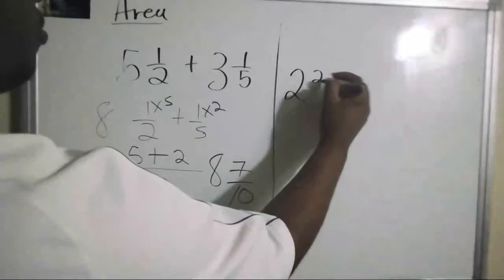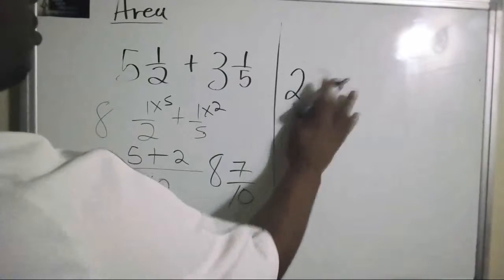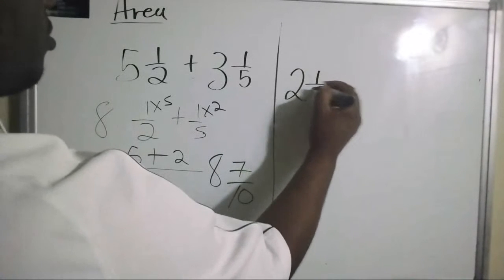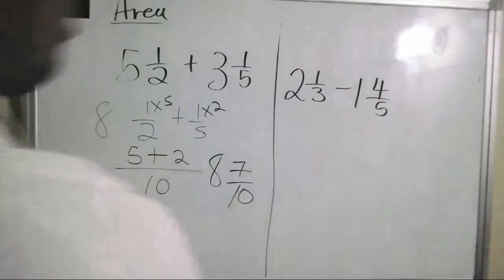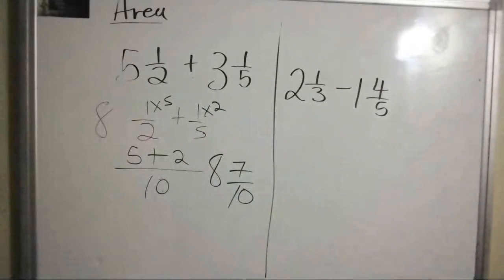Trouble now. Let's see who will get this one. 2 and 1/3 minus 1 and 4/5. Go ahead and try that one, guys. Thanks for the likes, guys. Almost there. We're getting there.